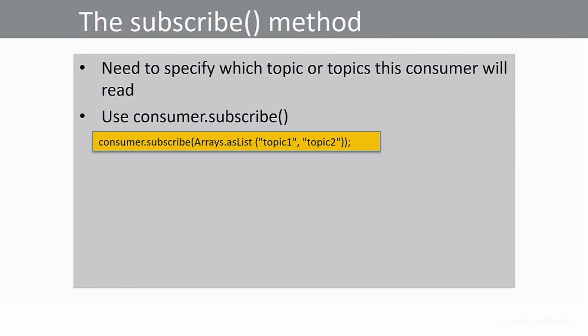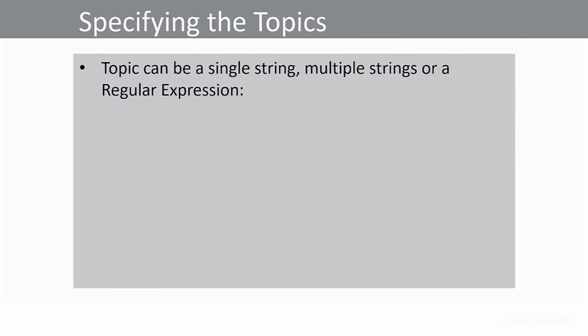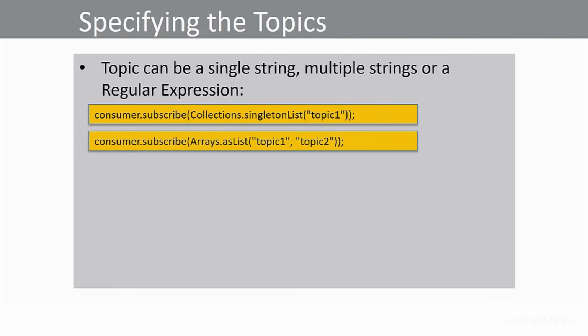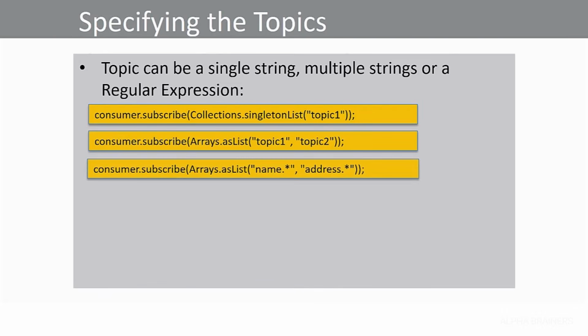Now I know you might think, well, don't we just read from one topic? Well, a consumer can read from multiple topics. If you want to read from multiple topics, you can use Arrays.asList and then specify the list of topics that you want to read from. You have some flexibility as far as how you're going to specify the topics. It can either be a single string or multiple strings or even a regular expression if you want to. So in this case, we're going to have a single string. We're going to read from a topic called topic 1. In the second example, we'll read from two topics, topic 1 and topic 2. And in the third example, we're going to read from anything that begins with name or address.